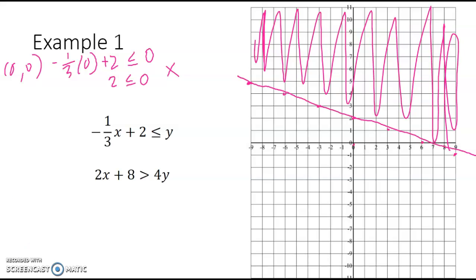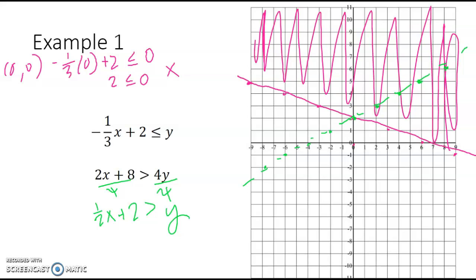And that would be my solution set for my first inequality. I'm going to change colors for my second. So now I have 2x plus 8 is greater than 4y. So let's divide everything by 4. I get 1/2 x plus 2 is greater than y. So let's put our y-intercept. Let's use our slope to graph the rest of our function. I see that my symbol is greater than. It doesn't have the equal to part. So this line is going to be dashed or dotted.